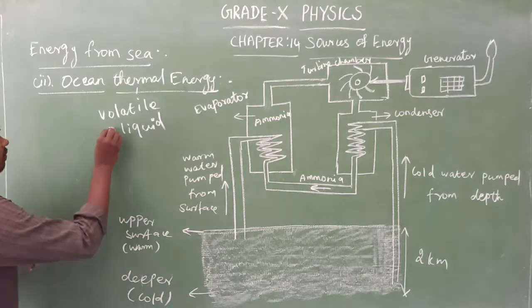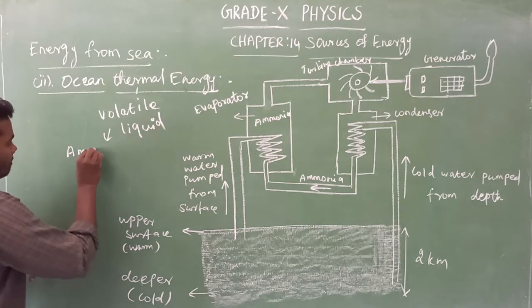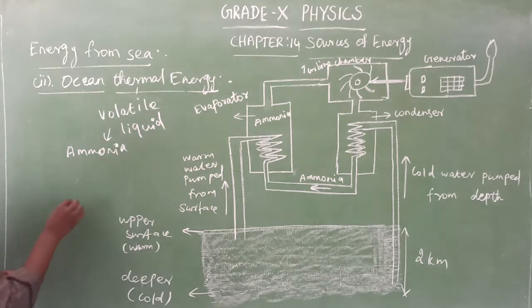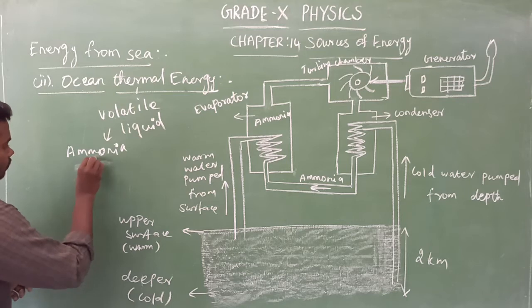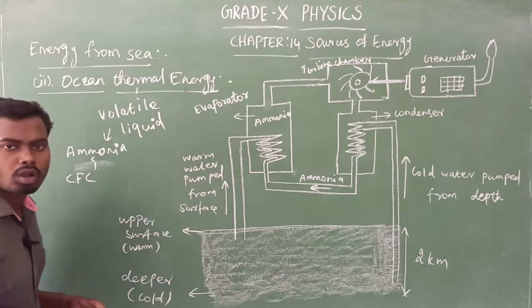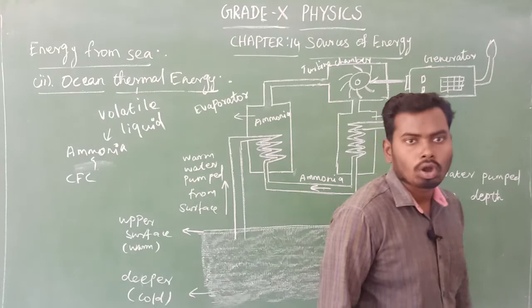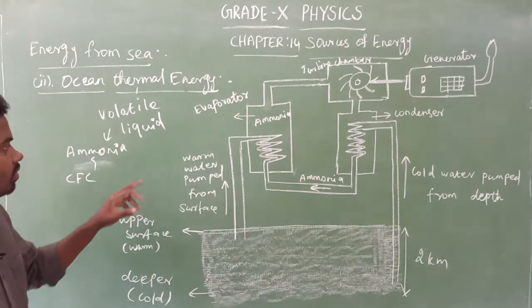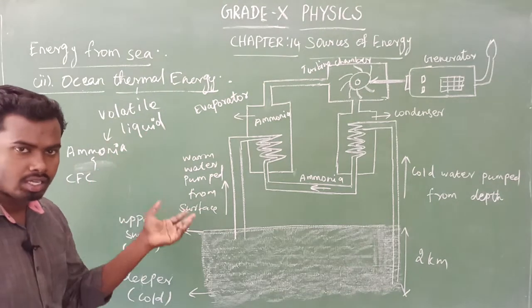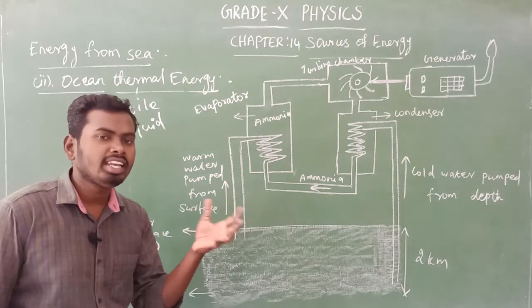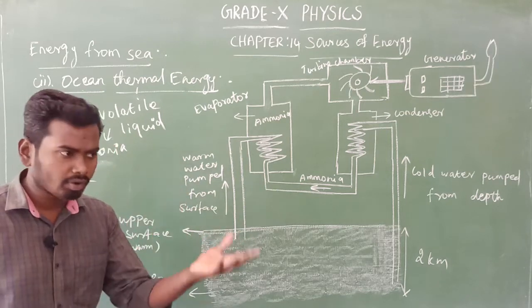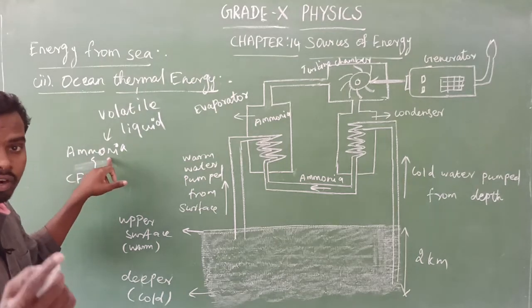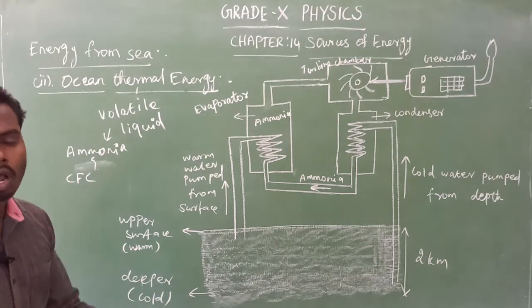Here, ammonia is one of the volatile liquids. Liquid ammonia is one of the volatile liquids, and CFC, chlorofluorocarbon, is also one of the volatile liquids. A liquid which gets easily evaporated at normal temperature, even room temperature, is called a volatile liquid.